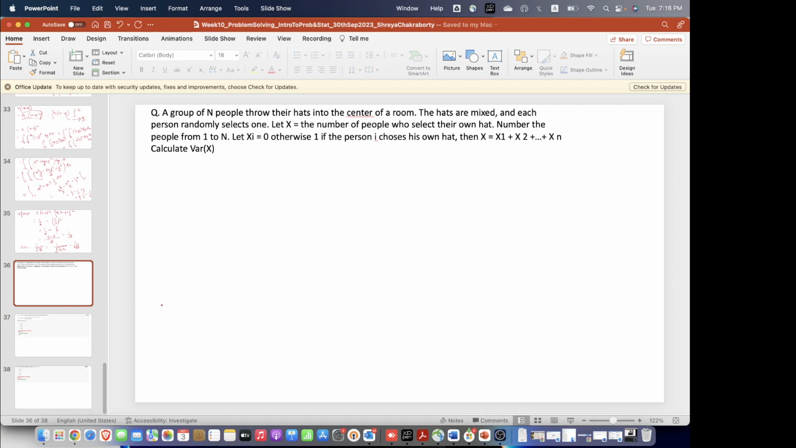Alright, so we know that the variance of x is equal to the expectation of x square minus the expectation of x whole square. Alright, so let us first find out what the expectation of x is.